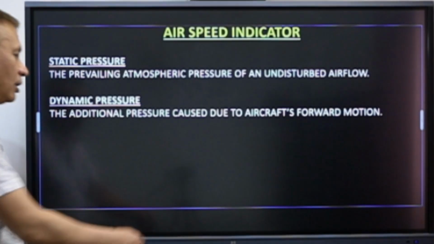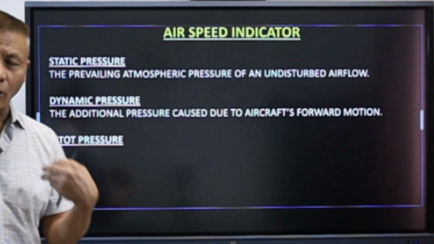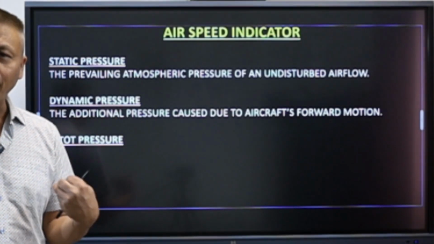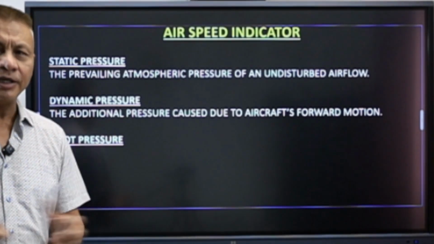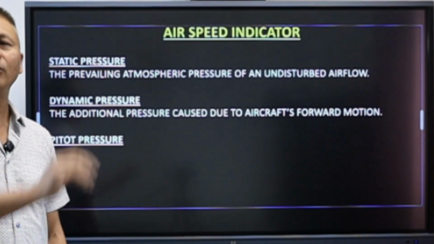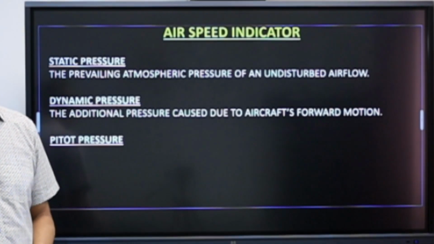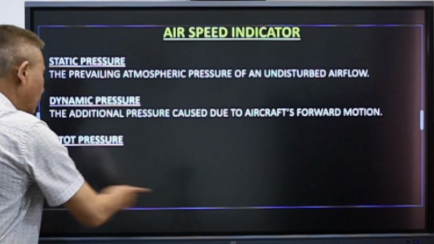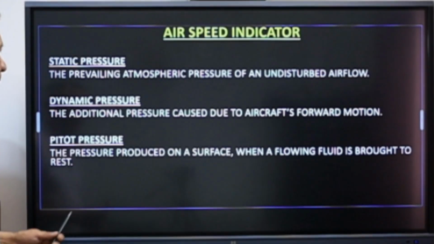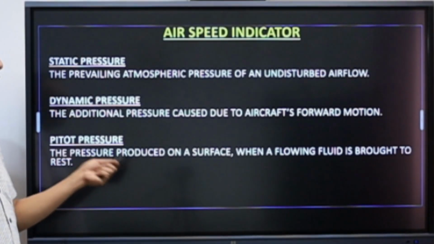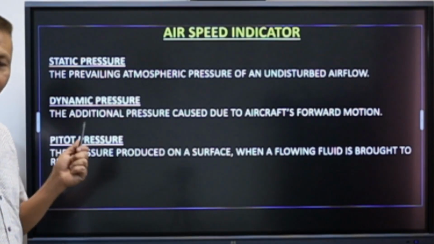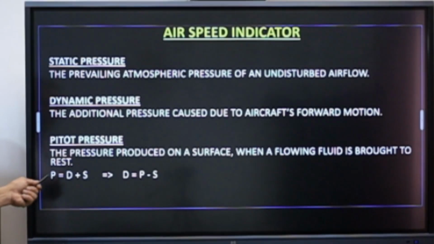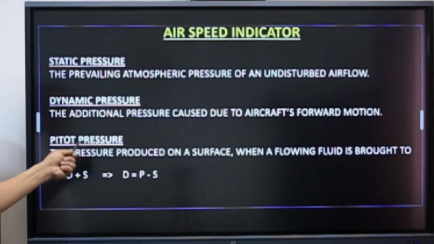So now the pressure we actually feel on our face will be the sum of the static pressure, which was already existing, and the dynamic pressure, which is there because of the motion of the aircraft. That pressure is what we call the Pitot pressure, the pressure produced on a surface when a flowing fluid is brought to a complete rest. Therefore, the Pitot pressure P will be equal to the dynamic pressure plus the static pressure.